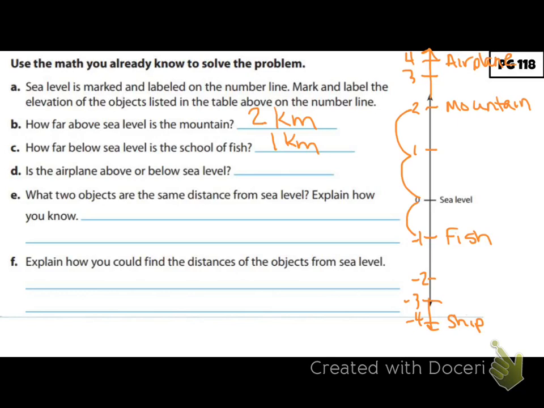Is the airplane above or below sea level? Well, if this is sea level, is it above or below? It would be above. What two objects are the same distance from sea level? So, the same distance from sea level means they would be the same distance from 0 on both sides. Well, the only ones that have the opposite numbers are the airplane and the sunken ship. And how do we know this? Because they're the same distance from 0.